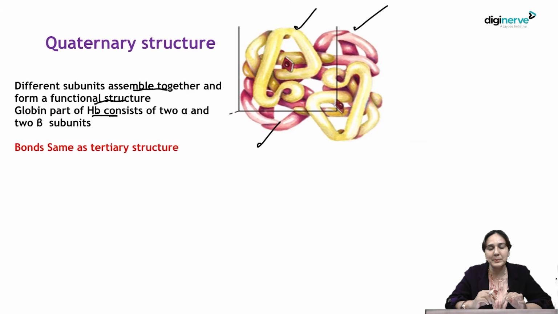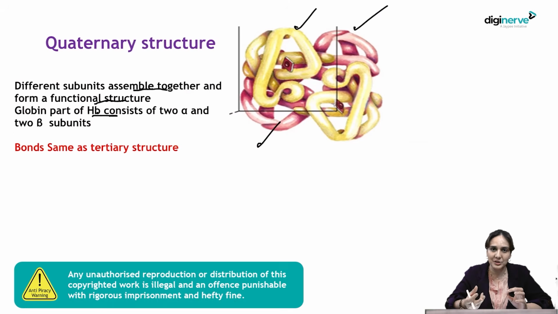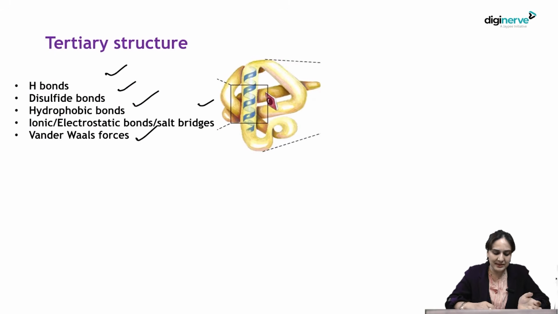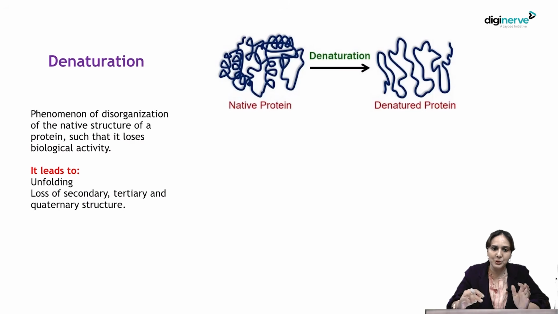So protein will be active only in the tertiary structure. Then there is quaternary structure, in which there are many units of tertiary structure, same or different, which come together to form a functional protein. And tertiary and quaternary structure consist of the same type of bonds, like hydrogen bonds, disulfide bonds, hydrophobic bonds, ionic or electrostatic bonds, and van der Waals forces. So that was about the structures of protein which you should know.